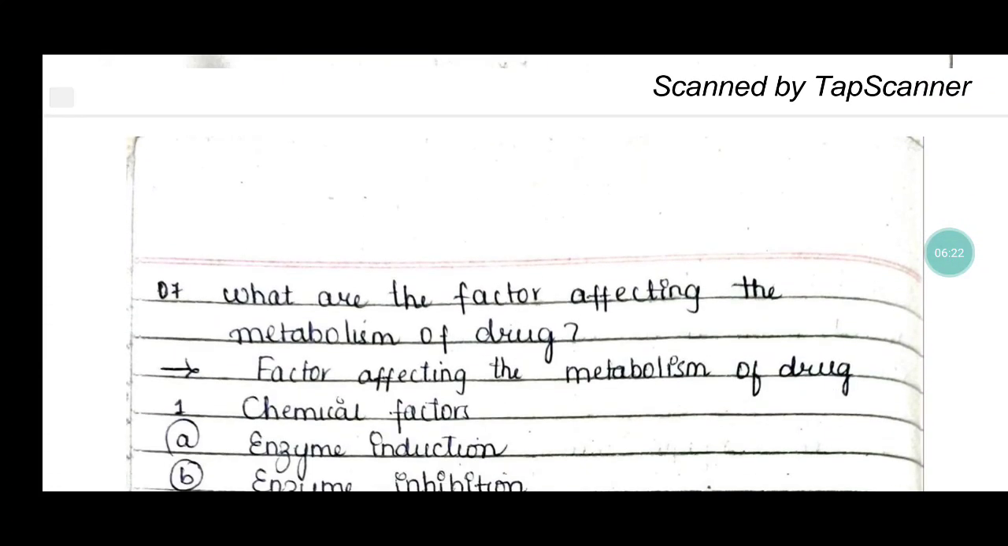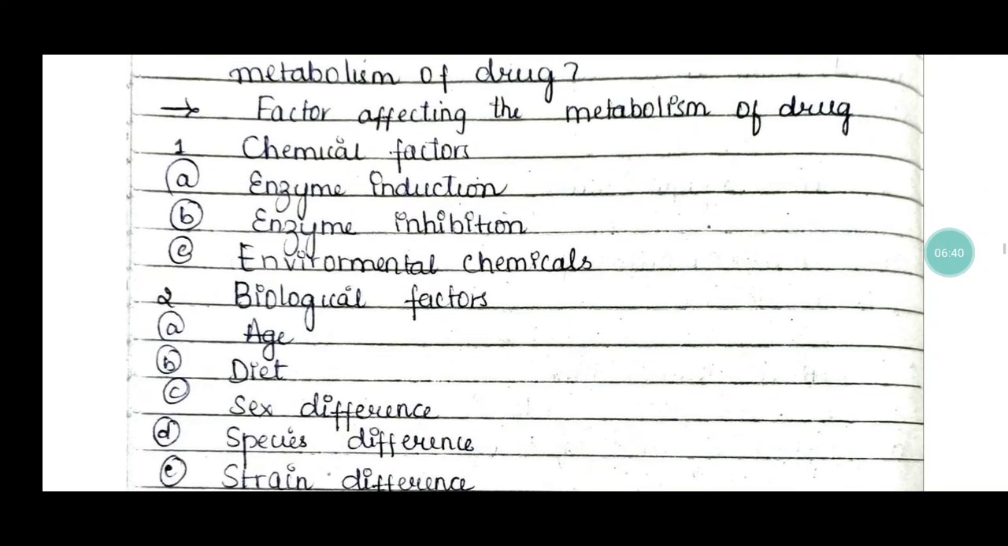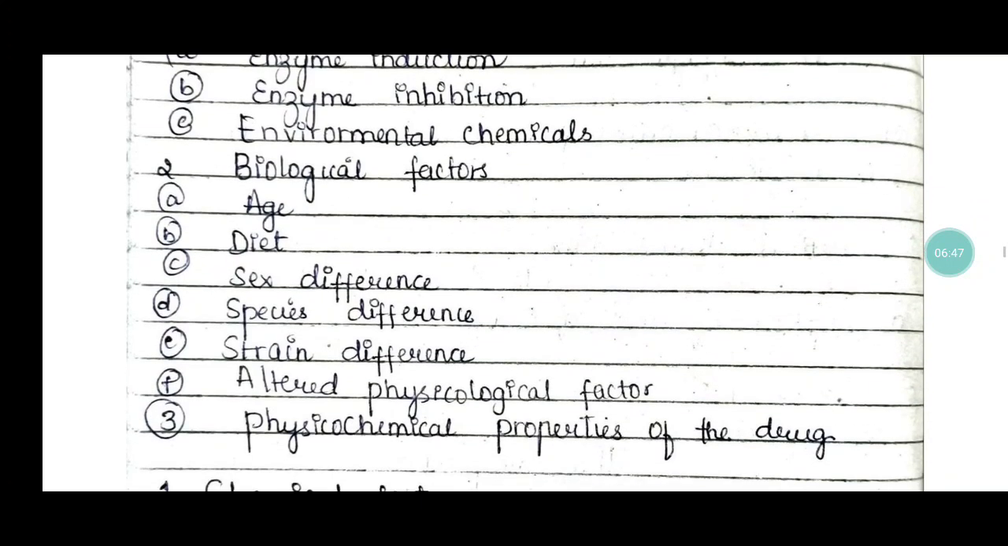So question number 7: what are the factors affecting the metabolism of a drug? The factors affecting the metabolism of a drug are, first one, chemical factors, in that A, enzyme induction, enzyme inhibition and environmental chemicals. And second one, biological factors, in that A, age, diet, sex difference, species difference, strain difference, altered physiological factors, and number third, physicochemical properties of the drug.